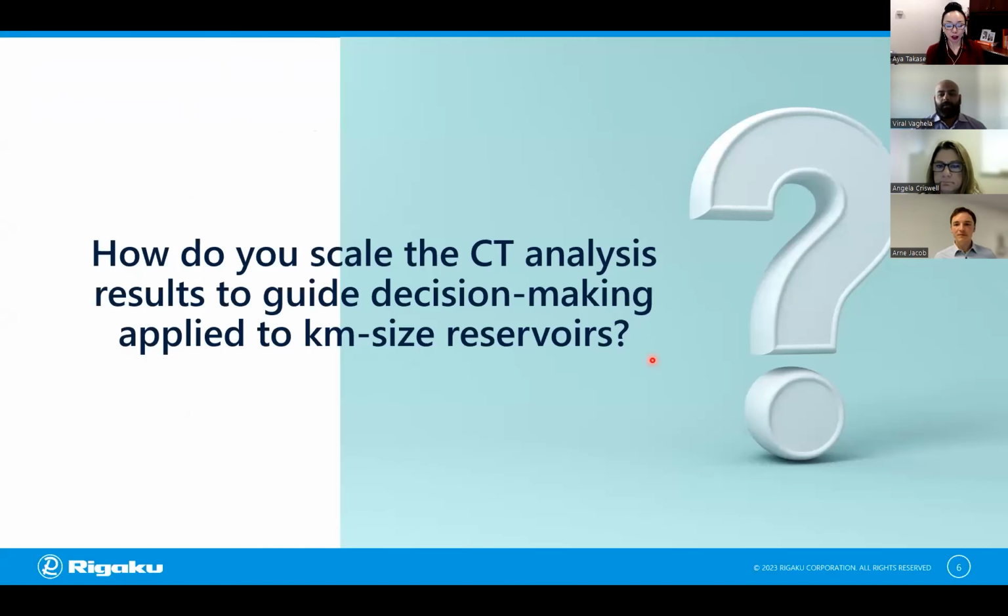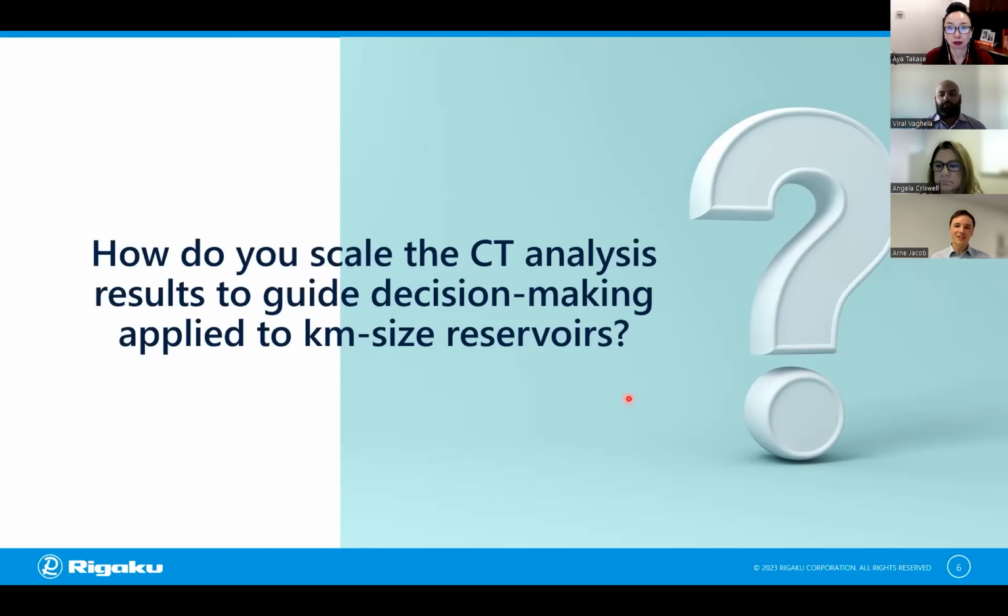Hey, so the next question, this is the one I always had and always wondered about. When you do CT scans, usually you're looking at a pretty small plug, let's say. So the question is, how do you scale the CT analysis results to guide decision-making applied to, at the end of the day, kilometer-sized reservoirs?